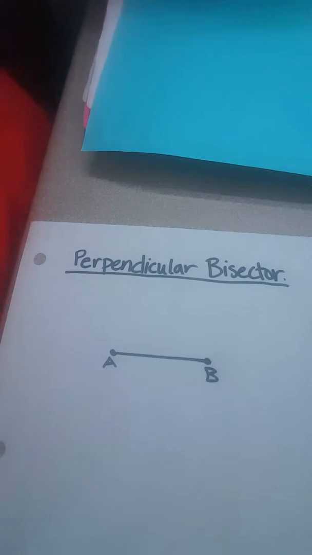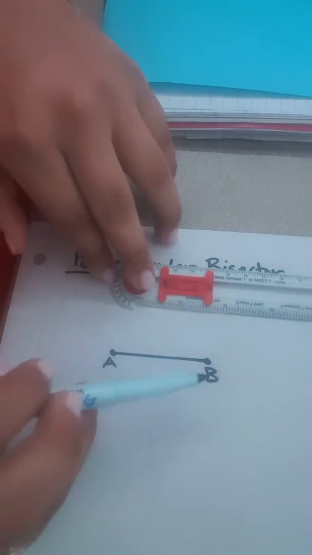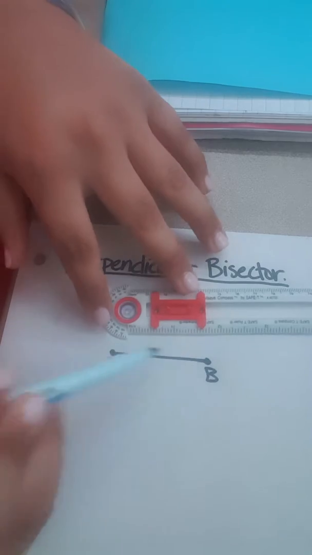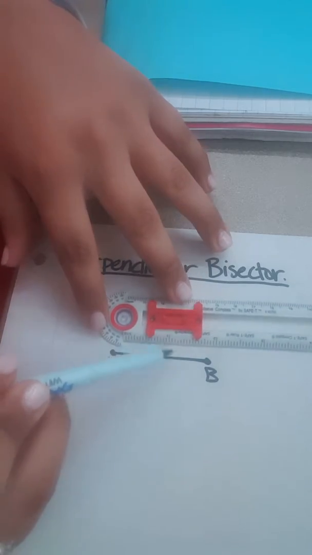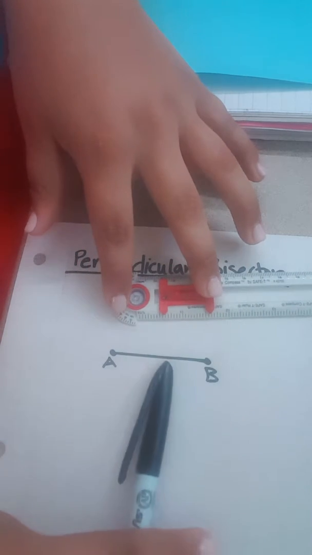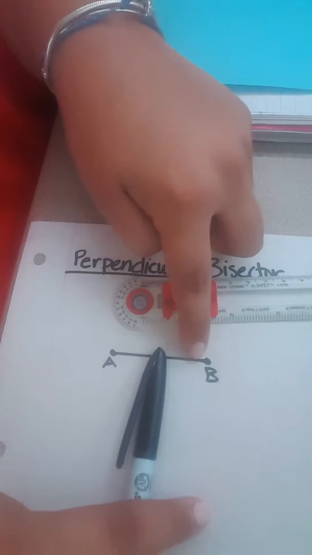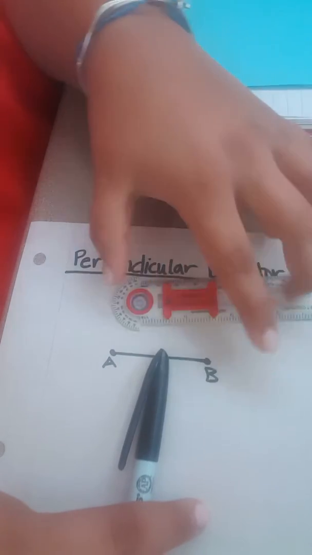Okay, and so now that we have line segment AB, using our compass, we want to pick a random point on this segment that's past the middle, or what we think is the middle. So I think that the middle is about right here, so I'm going to pick a point that's after here, but not past the line segment.